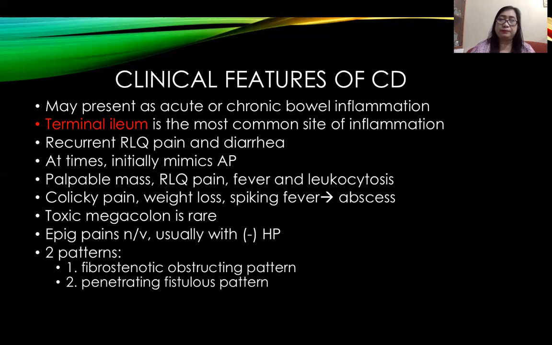colonic abscess. Toxic megacolon in Crohn's disease is quite rare. So patients may present with epigastric pain, with nausea and vomiting, and usually when you do H. pylori testing, patients turn out to be negative. There are two patterns for Crohn's disease: the fibrostenotic obstructing pattern and the penetrating fistulous pattern.